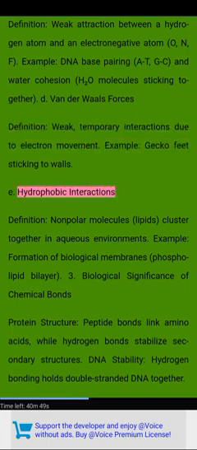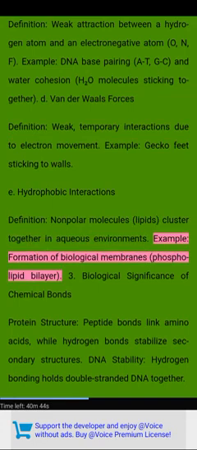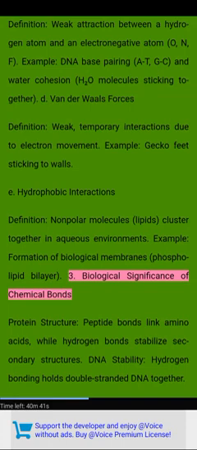E. Hydrophobic interactions. Definition: nonpolar molecules, lipids, clustered together in aqueous environments. Example: formation of biological membranes, the phospholipid bilayer. 3. Biological significance of chemical bonds.